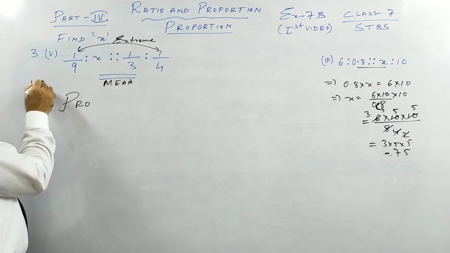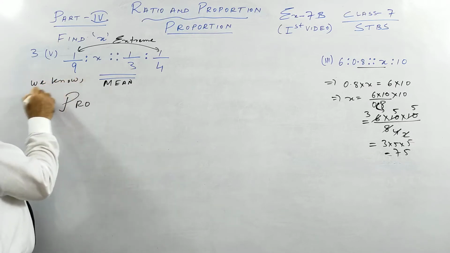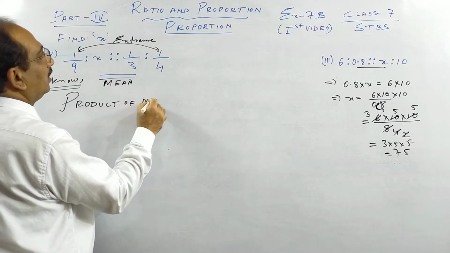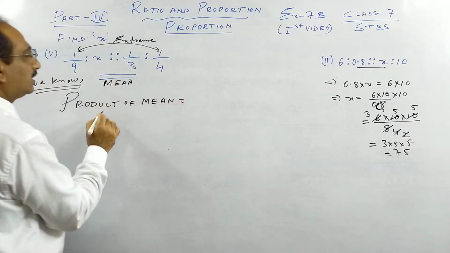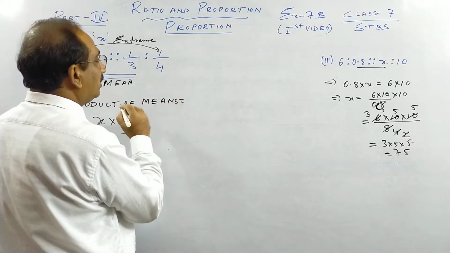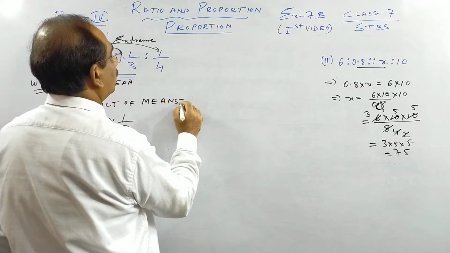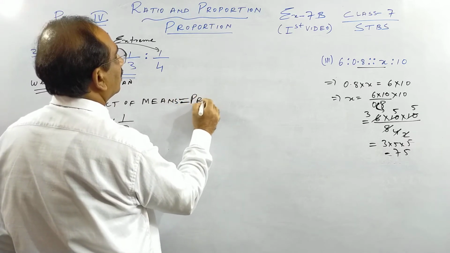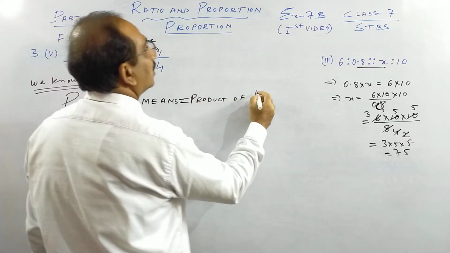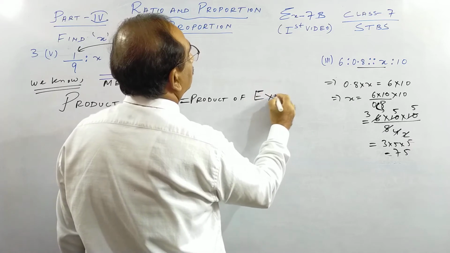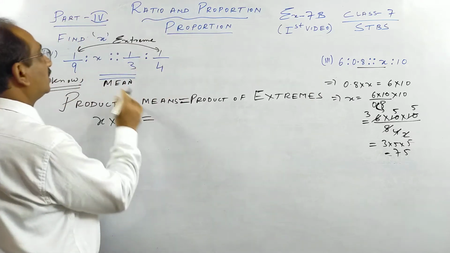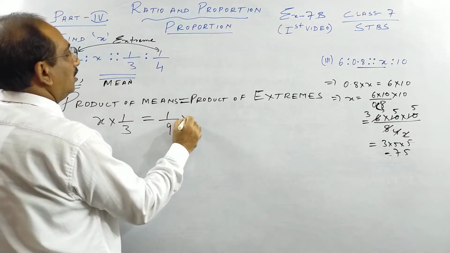So you can write, we know, product of mean, because x is in mean. See, so here it will be x into 1 by 3. Product of means is equal to product of extremes. So what are the extremes, children? 1 by 9 into 1 by 4.